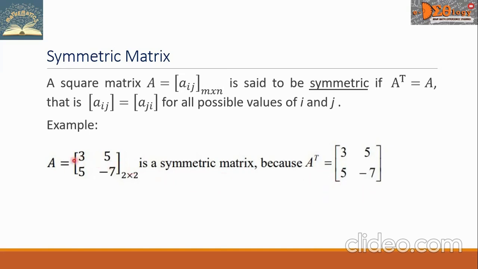We can observe that the first row here becomes the first column of A transpose. Also, the second row of the matrix A becomes the second column of A transpose. We note that this is also a 2 by 2 matrix. Comparing the two, this A transpose is also equal to that matrix A. Therefore, this matrix A is symmetric.